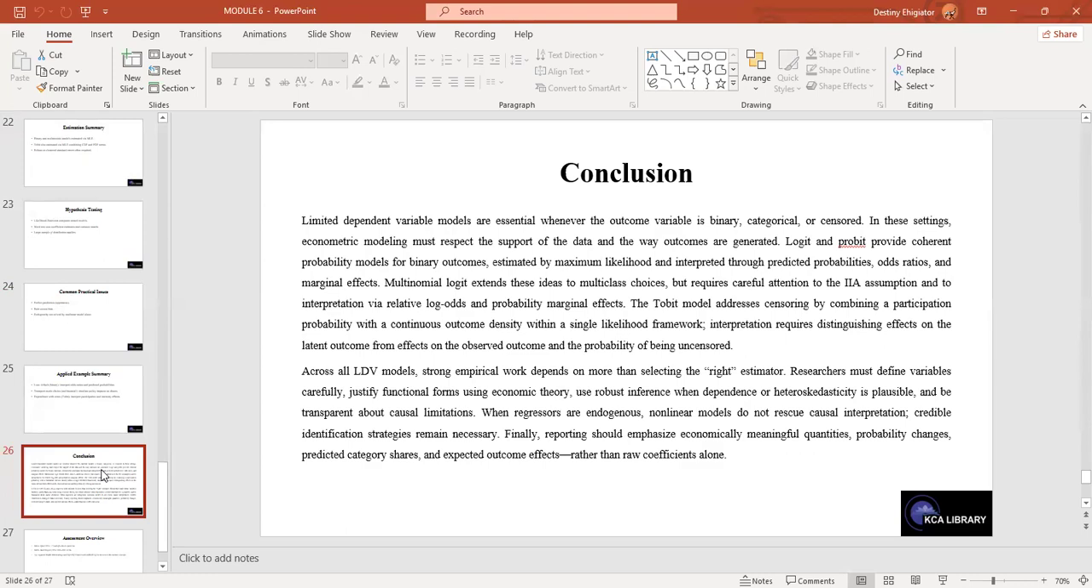ratios, and marginal effects. Multinomial logit extends these ideas to multi-class choices, but requires careful attention to the IIA assumption and to interpretation via relative log odds and probability marginal effects. The Tobit model addresses censoring by combining a participation probability with a continuous outcome density within a single likelihood framework. Interpretation requires distinguishing effects on the latent outcome from effects on the observed outcome and the probability of being censored.